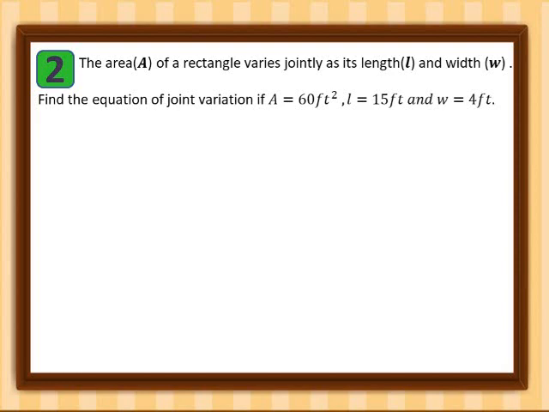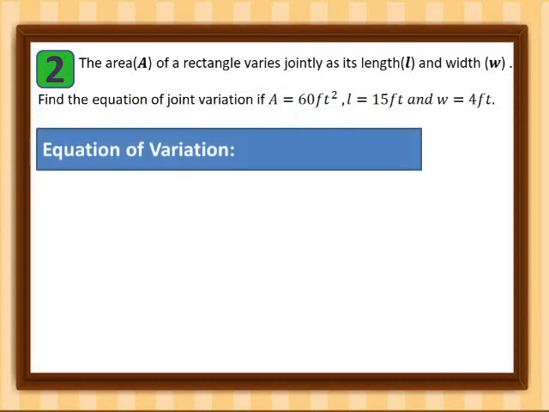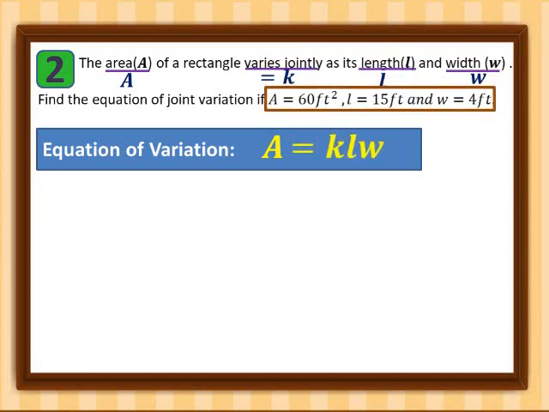So let's have the equation of variation. So area varies jointly as length and width. So the equation here will be A is equal to KLW. So we have there the given. So we have 60 feet squared, length is 15, and width is equal to 4. And we will be solving again for the K.